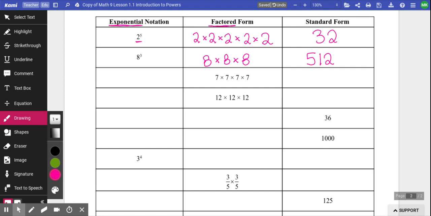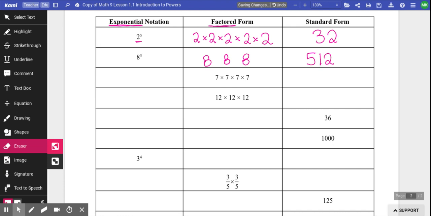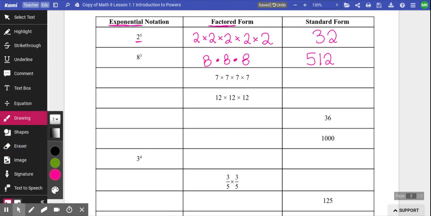Looking at factored form, I'm going to show you something because eventually I'm going to do it and someone's going to get confused by it. In math, you know how you use the letter X to represent things all the time? That gets really confusing with multiplication signs. So another way to write a multiplication sign, which is usually the way I do it, is to use little dots. So if you ever see me write 8·8·8, that means the exact same thing.